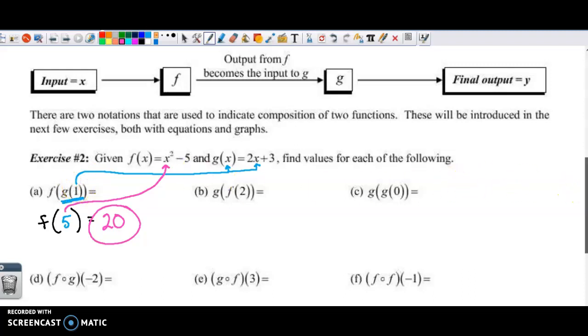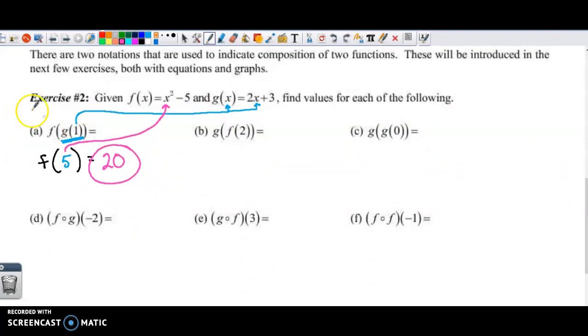And I'm actually going to jump down to letter D. I know I'm not going in order. Because the composition sometimes is written with this tiny circle in here. And I know some students look at that and they say "fog." What do you mean, fog? No, that's the same thing as f of g of negative 2. So you work this problem out the same way.